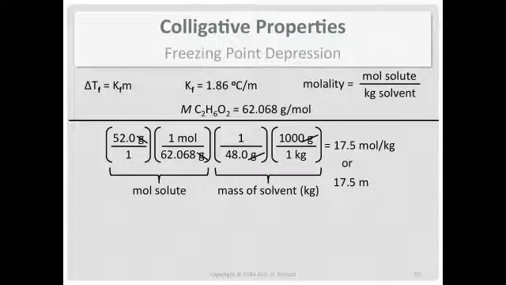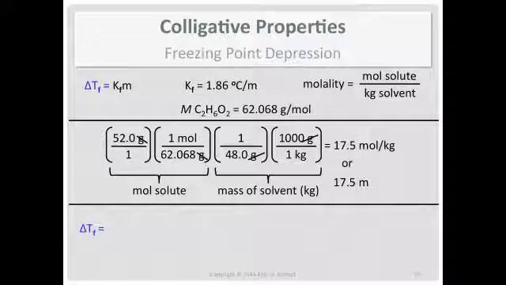I'm just shifting some things up. I removed the initial text just because I need room. So we want the change in the freezing point. And we need to have the freezing point depression constant, 1.86 degrees C per molal. We've calculated the concentration. So we multiply by that.